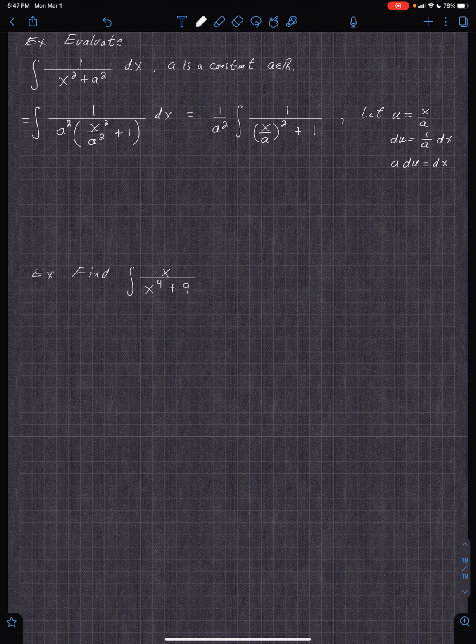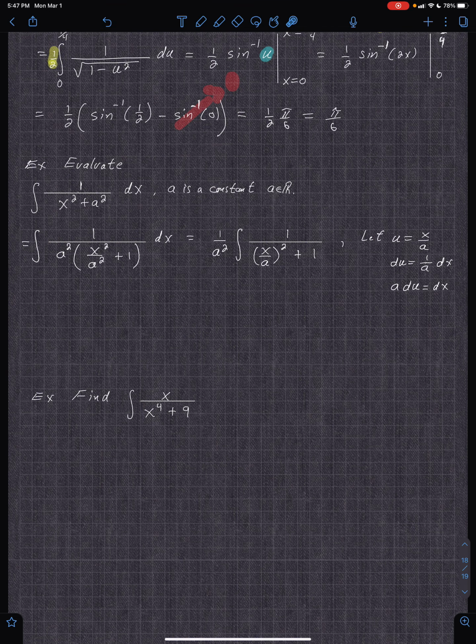And so one of those a values will reduce and simplify. So you have a squared there and an a here when you substitute. So one of them is going to reduce. So that equals 1 over a times the integral of 1 over u squared plus 1. So that's now exactly the correct form, du. And so that's 1 over a tan inverse of u plus c.